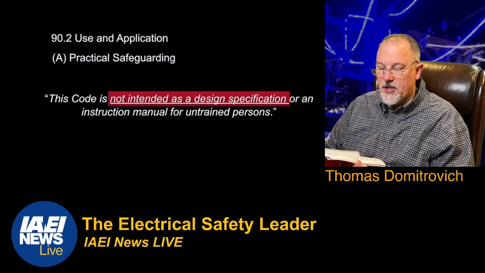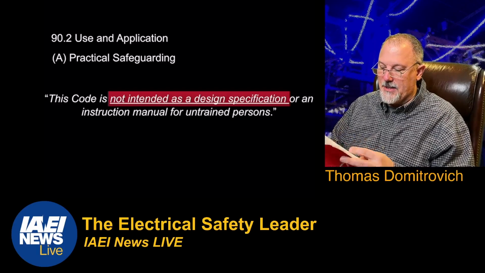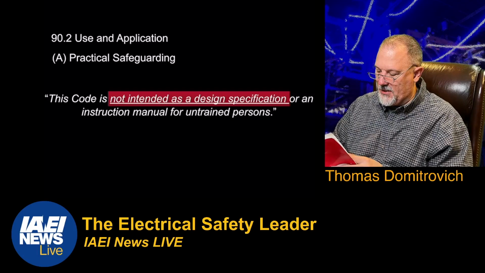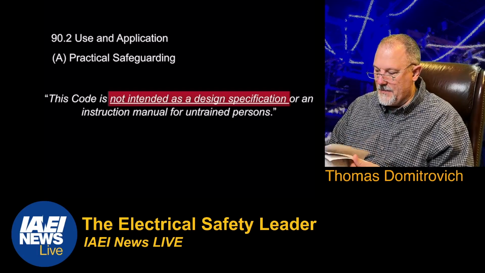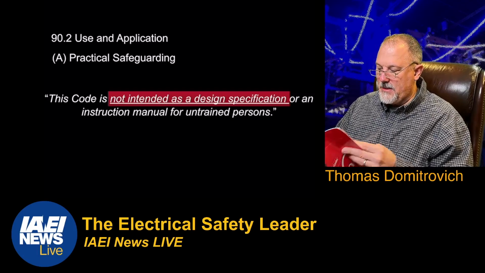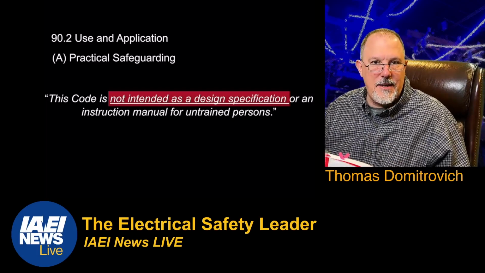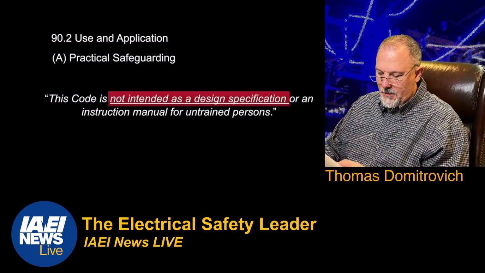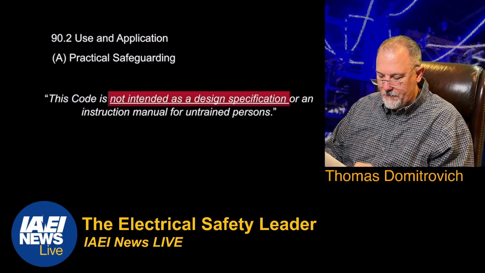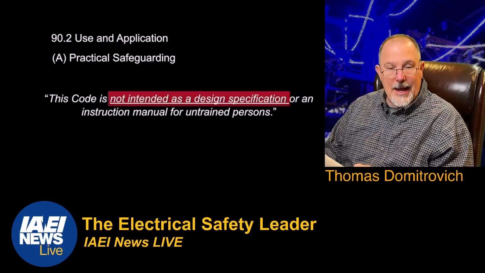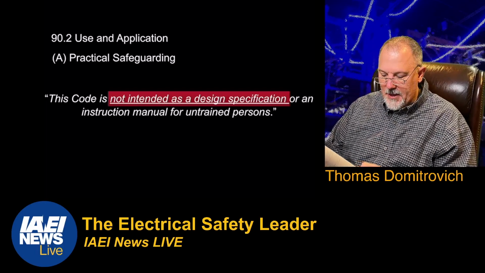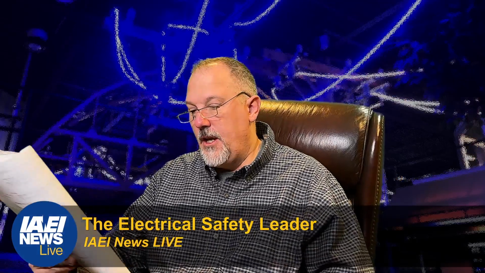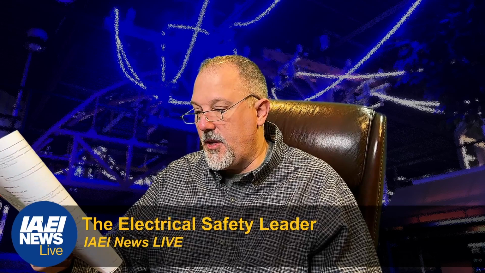Remember, Article 90 is what I call the dumpster diving article. Why? Well, it's Article 90, and it's basically the instructions for the code book on how to use the code book. So 90.2, use and application. A, practical safeguarding: the purpose of the code is the practical safeguarding of persons and property from the hazards arising from the use of electricity.